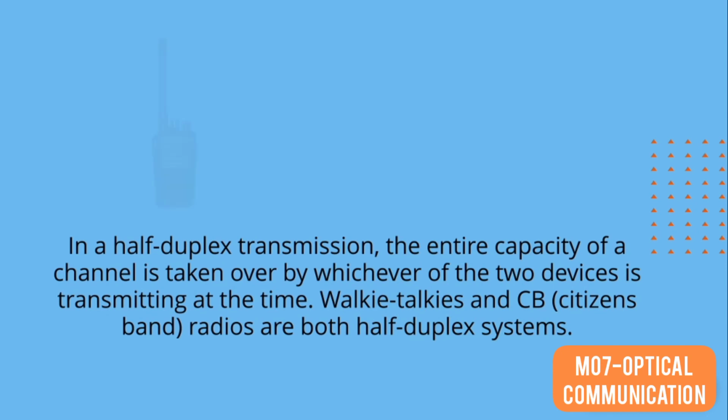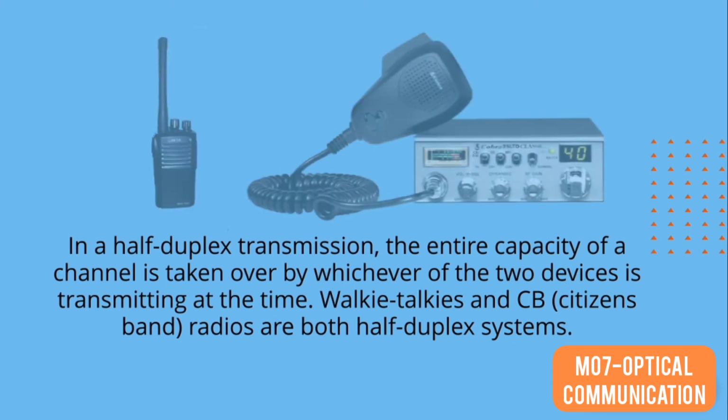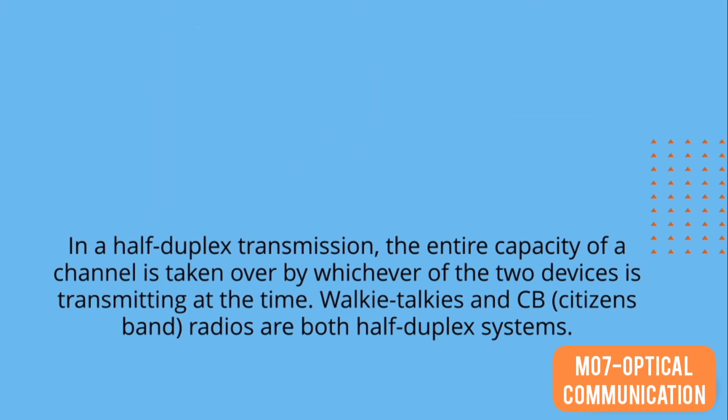In a half-duplex transmission, the entire capacity of a channel is taken over by whichever of the two devices is transmitting at the time. Walkie-talkies and CB radios are both half-duplex systems.